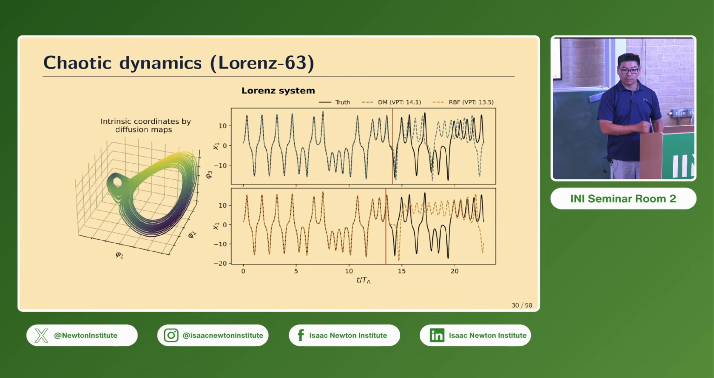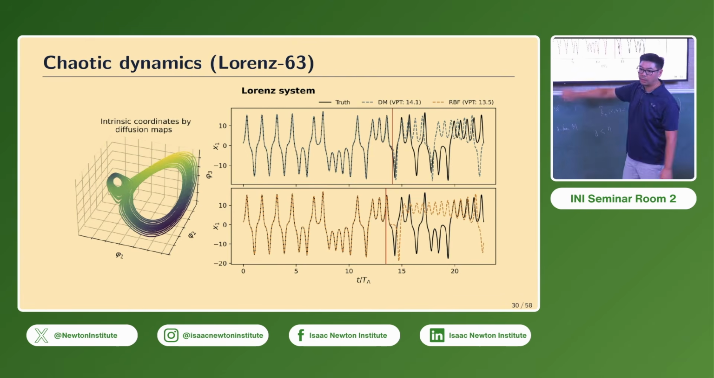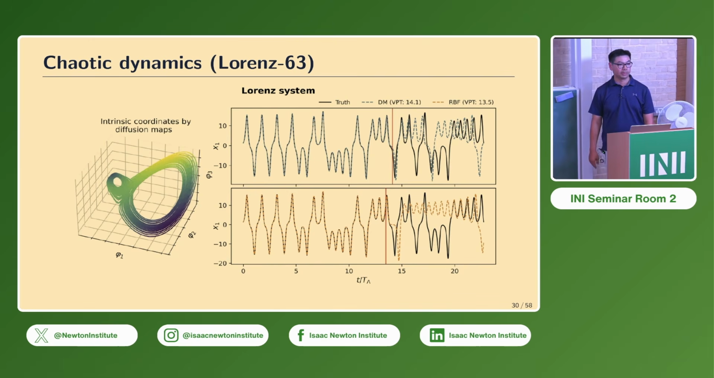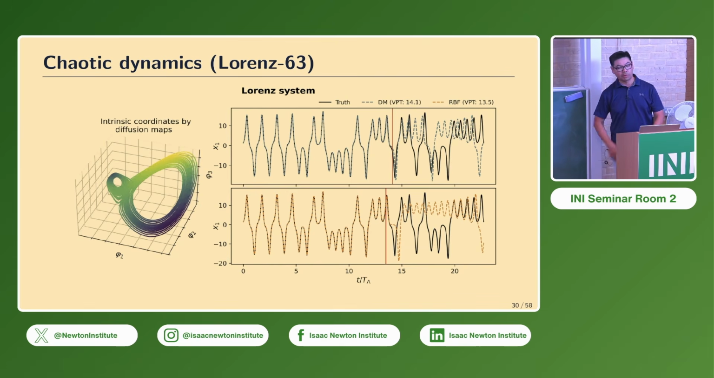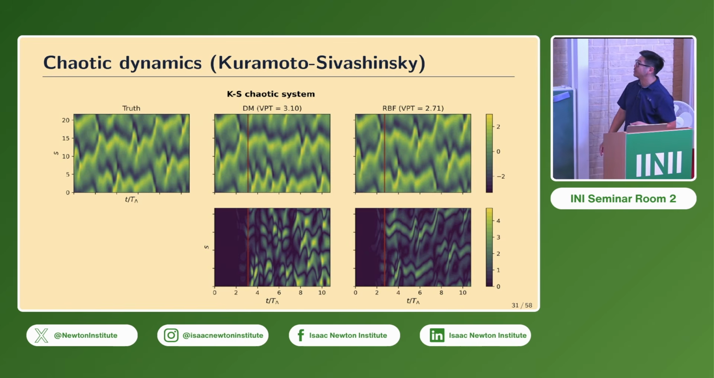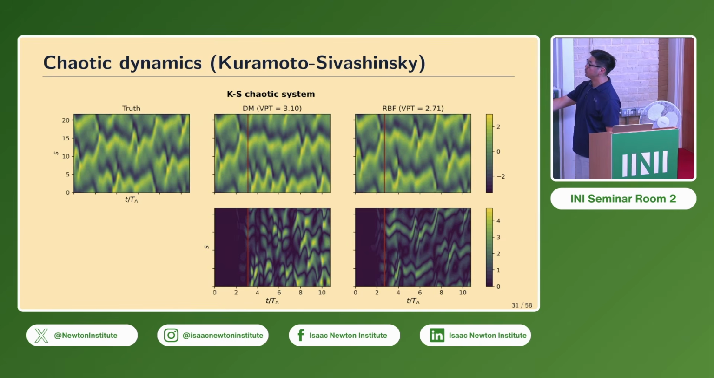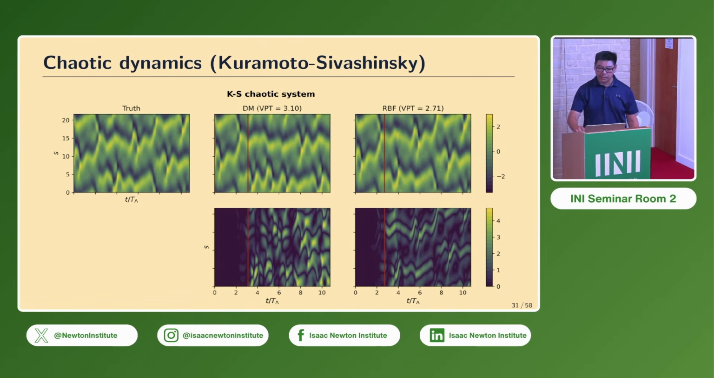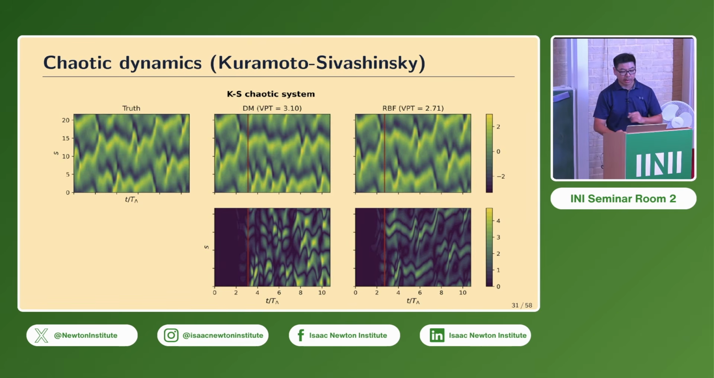Of course, you can do neural networks, you can do neural ODE. They just go up to here, about 3 or 4. With neural ODE, we tried, with this group of people, he knows how to do that. On the KS, Kuramoto-Sivashinsky, this is another test example. The diffusion maps give you slightly better PPT compared to the RBF kernel.